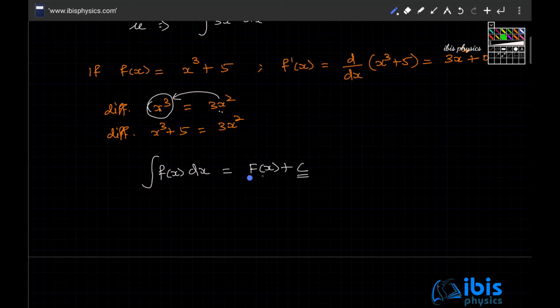So remember this: the integral of f of x dx is F of x plus c, provided d by dx of F of x plus c must be equal to f of x. So the derivative of this is this, which means the integration of this is this. That's the meaning of integration as an antiderivative.